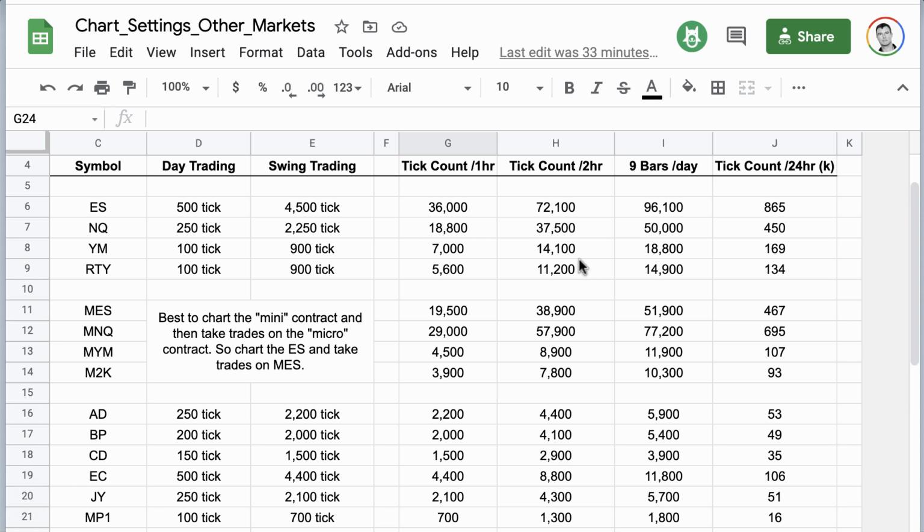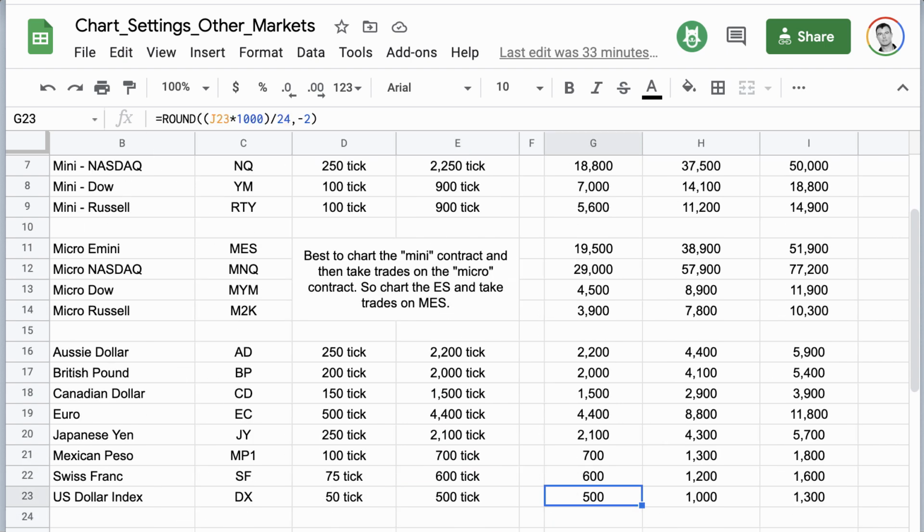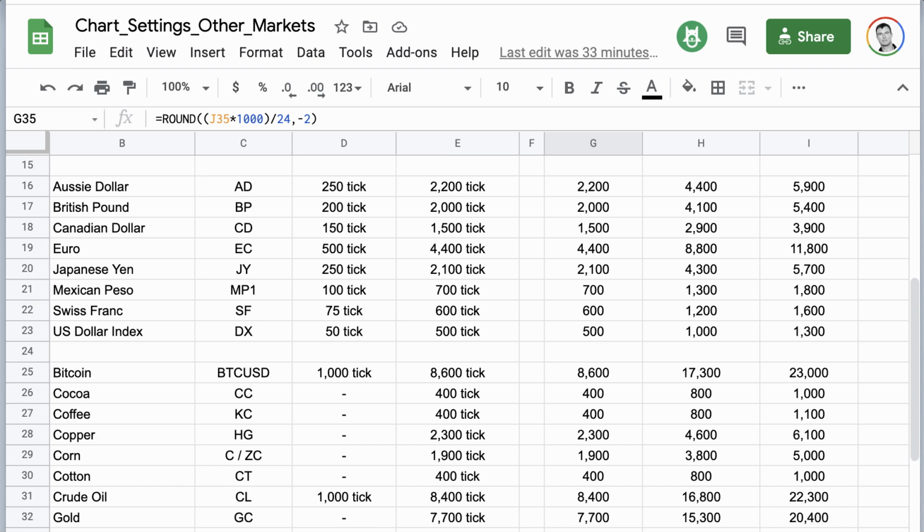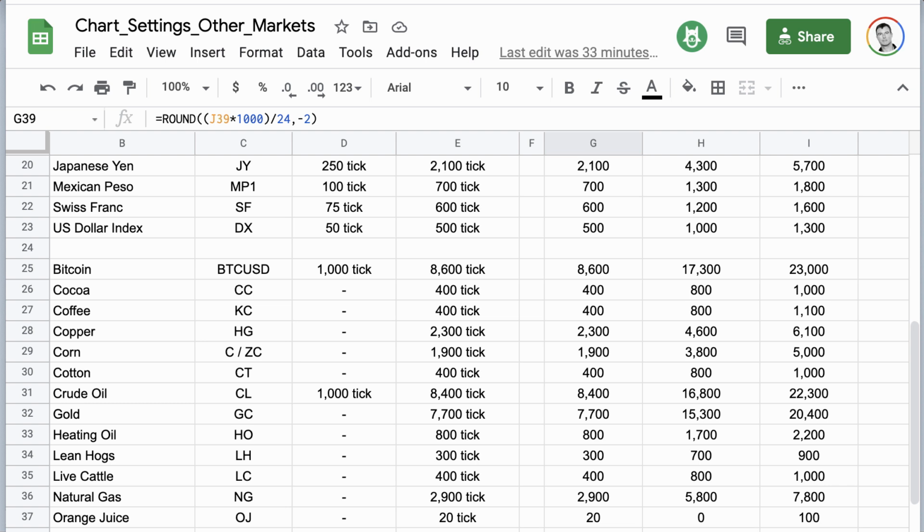For the dollar index, you can see a little bit further down here, it's only a 500 tick bar chart because the dollar index is not a heavily traded futures market, but the Aussie dollar is a 2200 tick bar chart and so on. So that's the tick bar settings for the different futures Forex contracts. And then we've got all the other markets down below here.